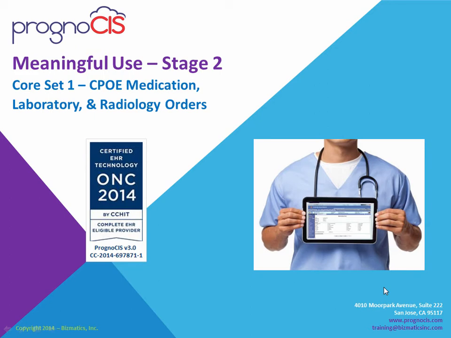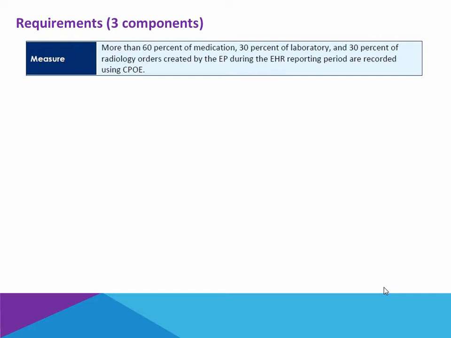Meaningful Use Stage 2, Core Set 1, CPOE Medication, Laboratory, and Radiology Orders. The requirements for Core Set 1 actually have three components. It is measuring that the eligible provider enters their medications, their laboratory, and their radiology orders through the structured data of the electronic health record system, specifically the CPOE.